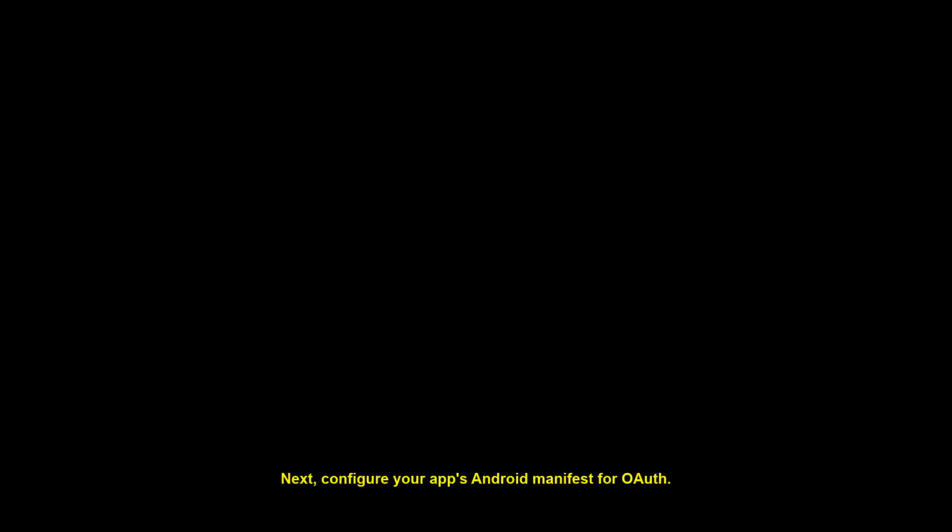Next, configure your app's Android manifest for OAuth. Open AndroidManifest.xml and add internet permissions. Also, ensure you add the appropriate redirect URIs in both the Firebase console and your app.